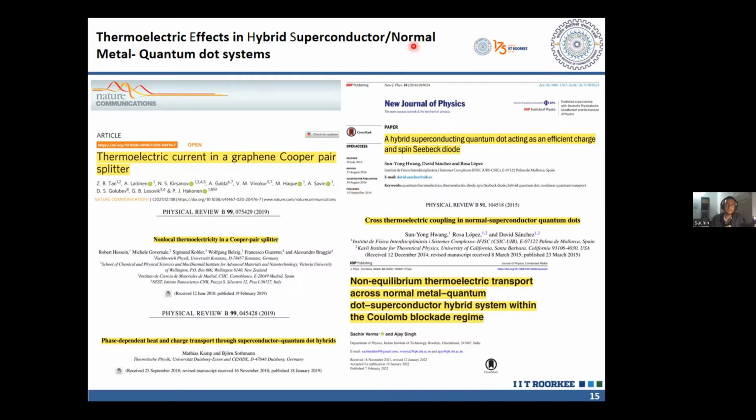So these are very recent publications in this field where thermoelectric transport properties in these superconductor-based hybrid devices have been studied. The first one is the thermoelectric current in a Cooper pair splitter, and the second one is the hybrid NQDS or cross thermoelectric effect in an NQDS device. This one is our recent publication where we have studied thermoelectric transport properties in NQDS systems.